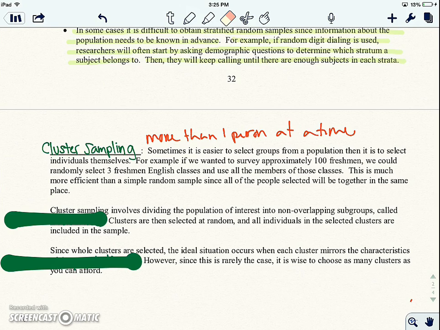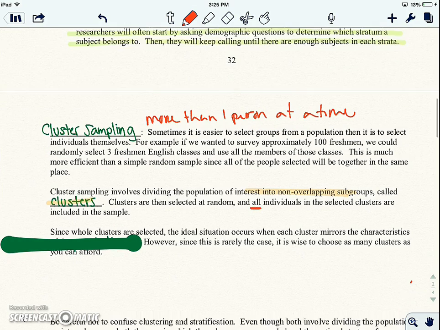This is much more efficient than a simple random sample since all of the people selected will be together at the same place. Cluster sampling involves dividing the population of interest into non-overlapping subgroups. Okay, you couldn't have a kid that was in both English classes, maybe making up some credit. Then he'd get sampled twice. Those subgroups are called clusters. Clusters are then selected at random, and keyword, all of the individuals in each cluster are included in the sample.